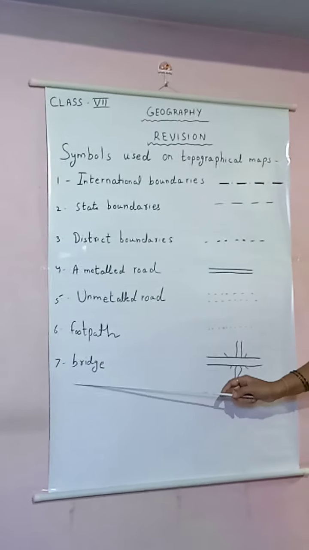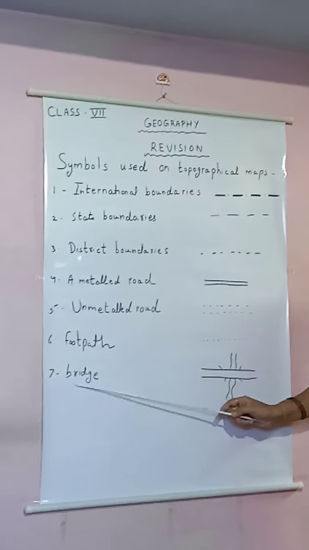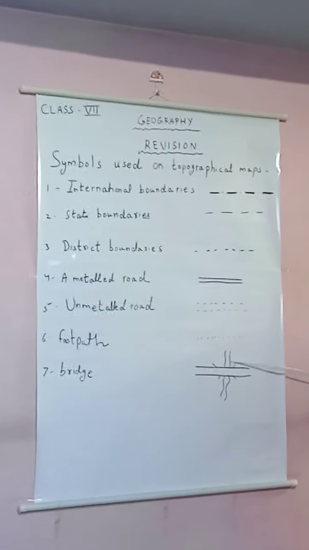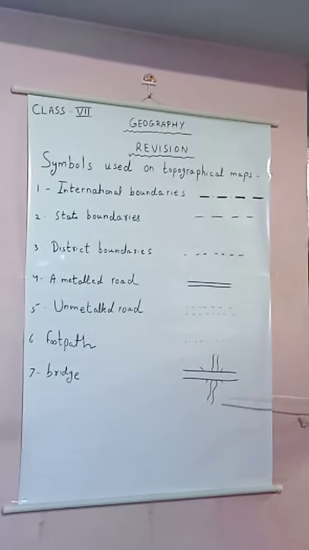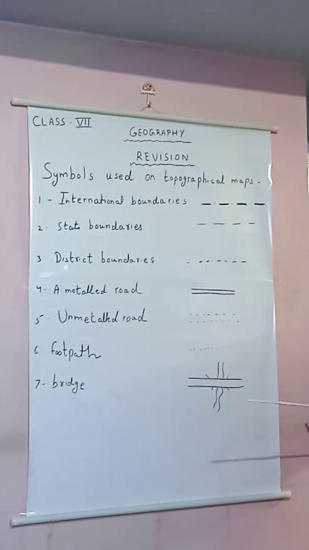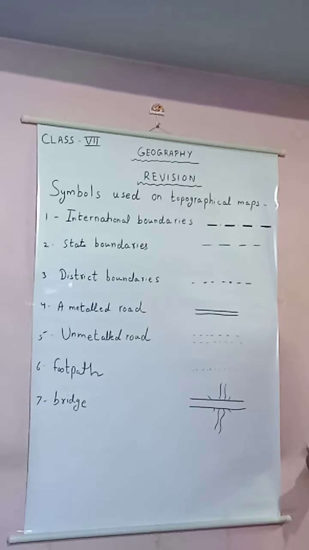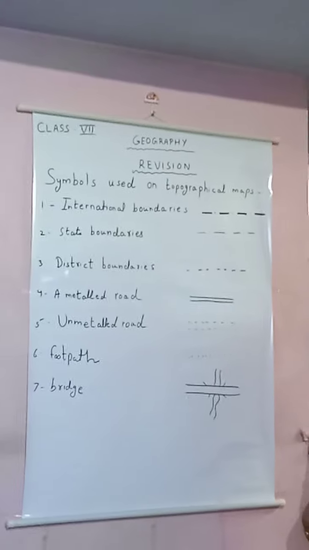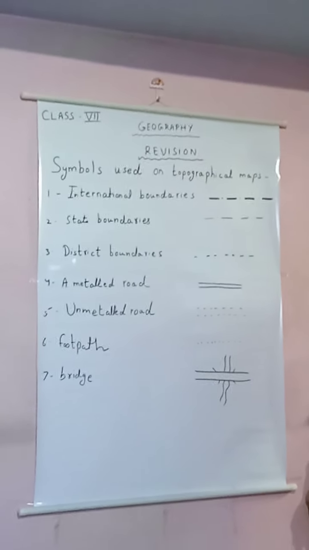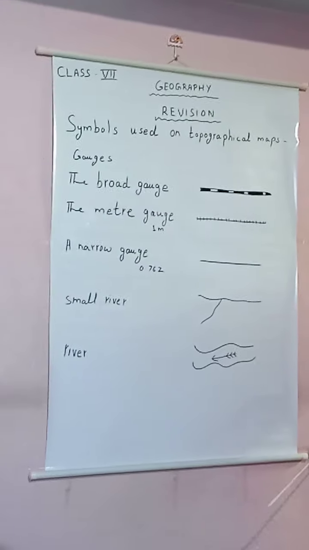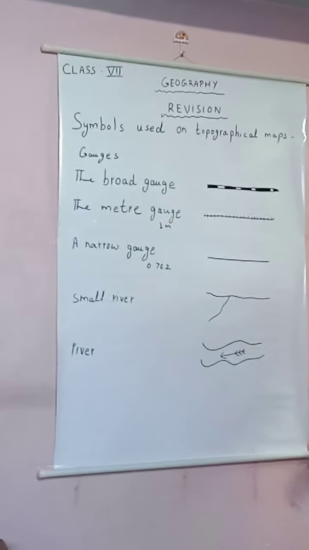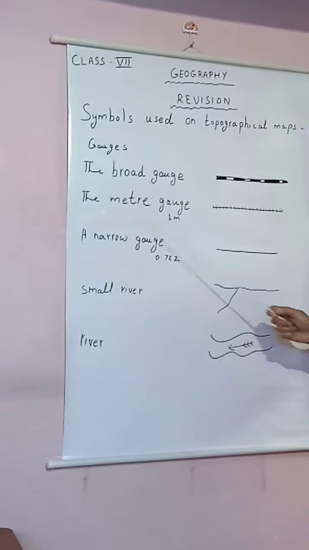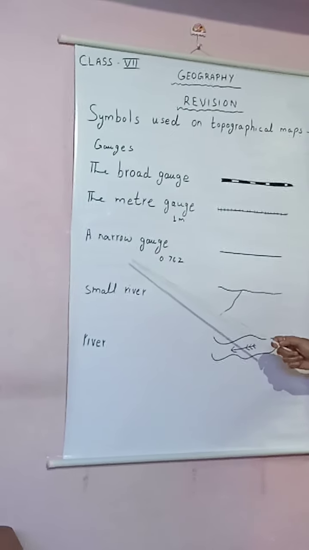Next is a bridge. A bridge is shown with blue water bodies. This is a water body and it's shown with a blue color. The water body is usually a stream or a river. In India, there are three railway gauges: the broad gauge, the meter gauge and the narrow gauge.